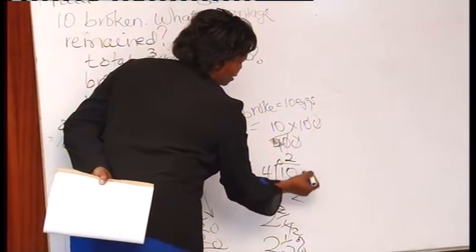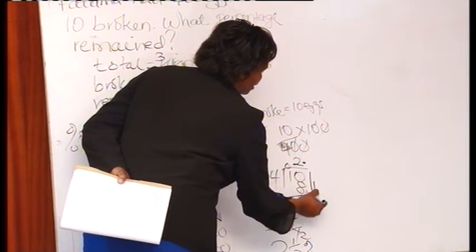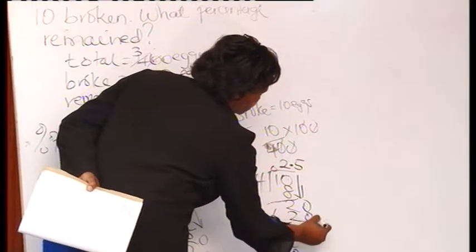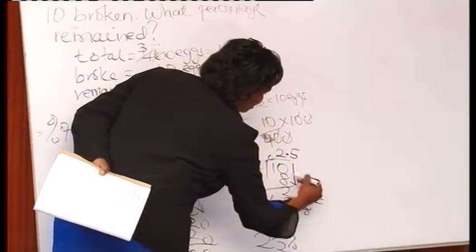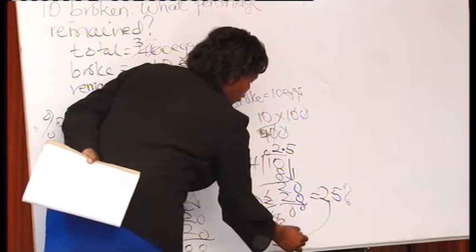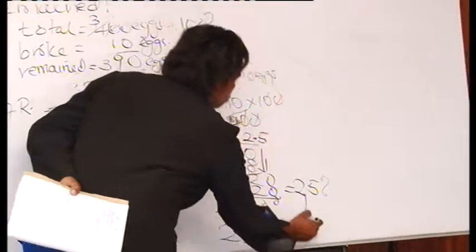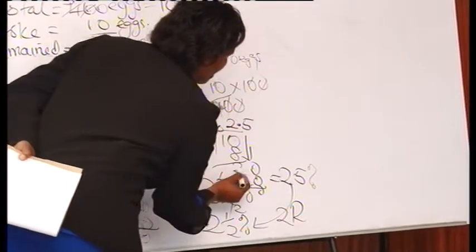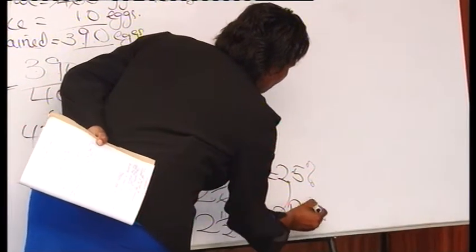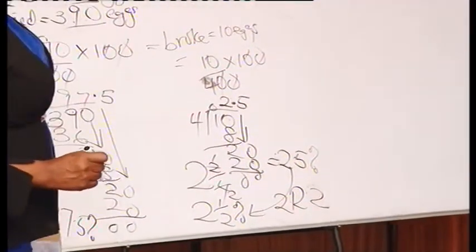Or I continue and write it as a decimal. I put a decimal, then I add a 0, then 20 divided by 4 will be 5. So I can also write this answer as 2.5%, or 2 and 1 over 2%. So this answer and this one are all the same.